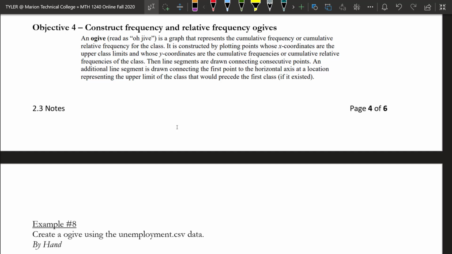It is constructed by plotting points whose x-coordinates are the upper class limits and whose y-coordinates are the cumulative frequencies or cumulative relative frequencies of the class. Then line segments are drawn connecting consecutive points. An additional line segment is drawn connecting the first point to the horizontal axis at a location representing the upper limit of the class that would precede the first class if it existed. Right.